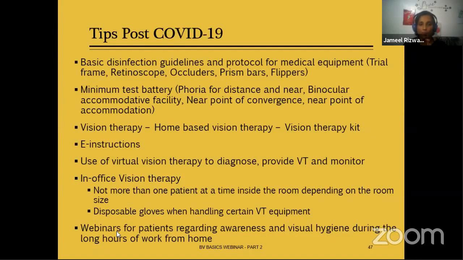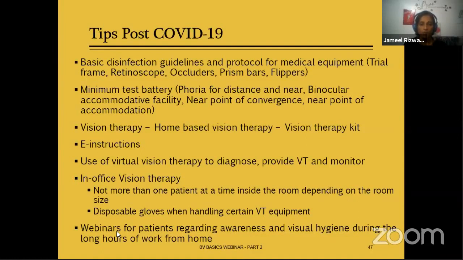First is, of course, all the basic disinfection guidelines. Please ensure, generally, whenever we do a BV procedure, even before the COVID era, I would tell my clinicians to wipe the prism bar every time after you finish the cover test, okay? And now this has become a standard of care. So you have to follow all your disinfection protocols, 70% isopropyl alcohol or whatever your organization comes up with. Make sure you use the disinfection protocol.